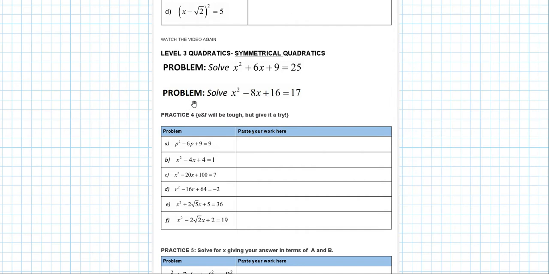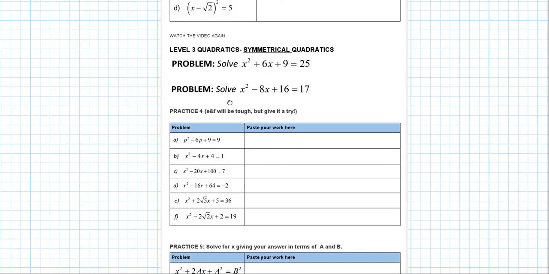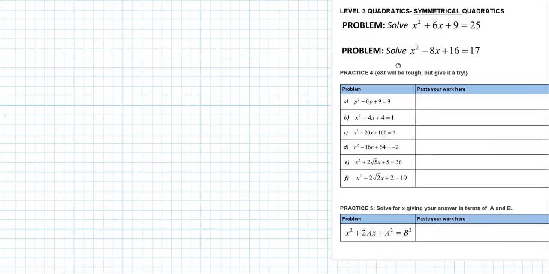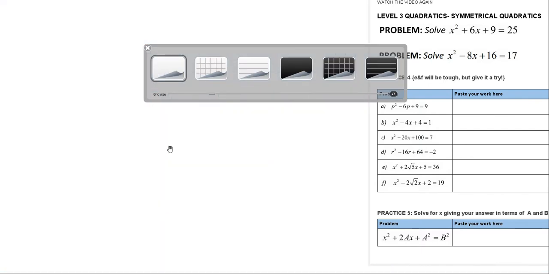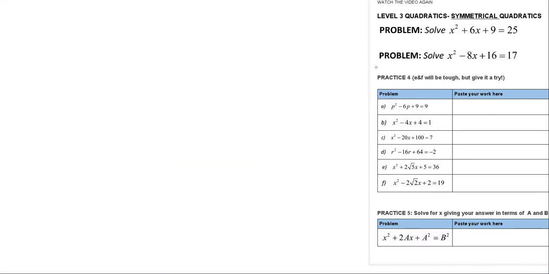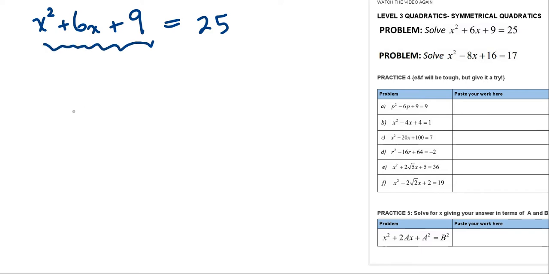Next, we're getting to level 3. This is when it's going to get much, much harder. I'm going to change my background just so it's clear and white. Okay, there we go. So we have this situation where we have x squared plus 6x plus 9 equals 25. Now this does not look like what we've been working with before.